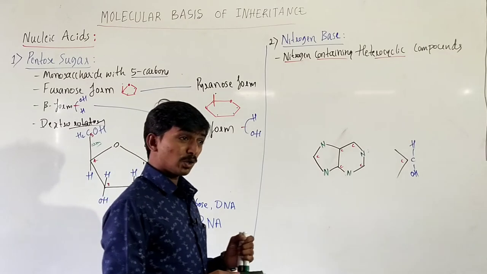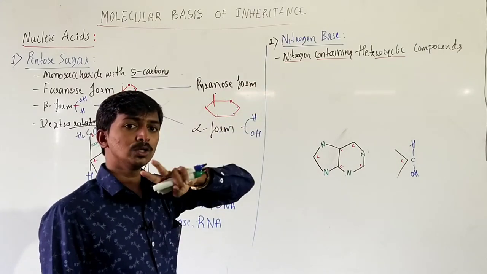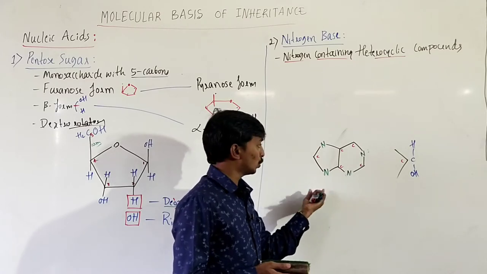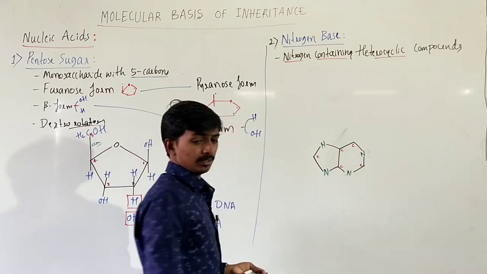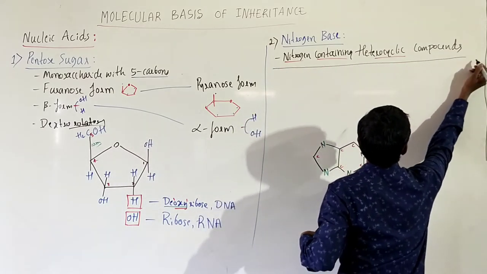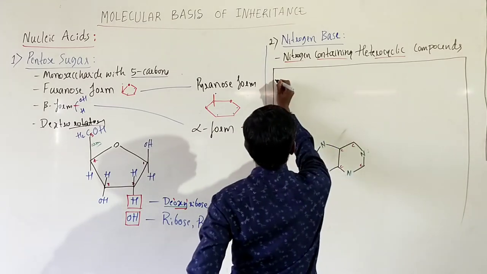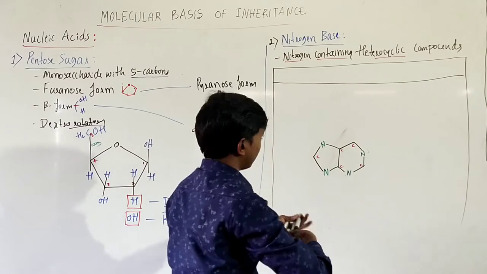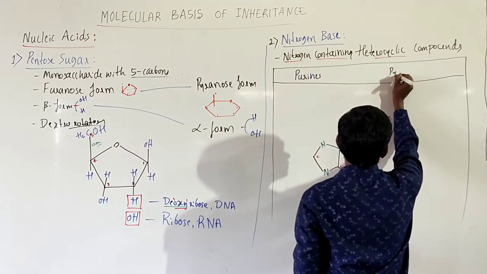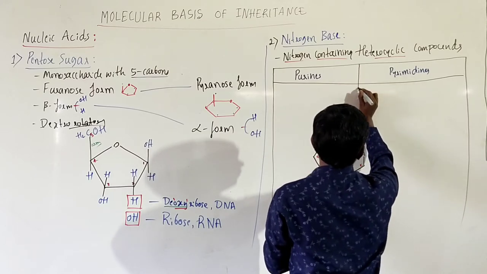Here, based on the number of rings, the nitrogen bases or nitrogenous bases are of two types. Some may contain a single ring, some may contain two rings. Based on that, there are two types of nitrogenous bases. Let us make a brief, small table of the differences between them so that we can understand easily. The first category is purines, the second category is pyrimidines.